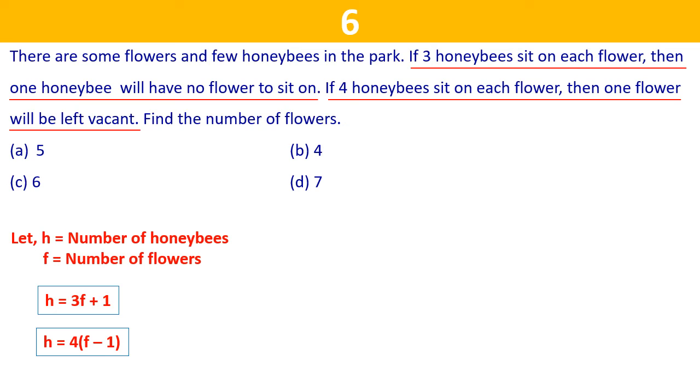Now as the left hand side of both equations is the same, we can equate the right hand side. That is 3F plus 1 is equal to 4 into (F minus 1). Solving this, the number of flowers will come out to be 5. Option A is the right answer.